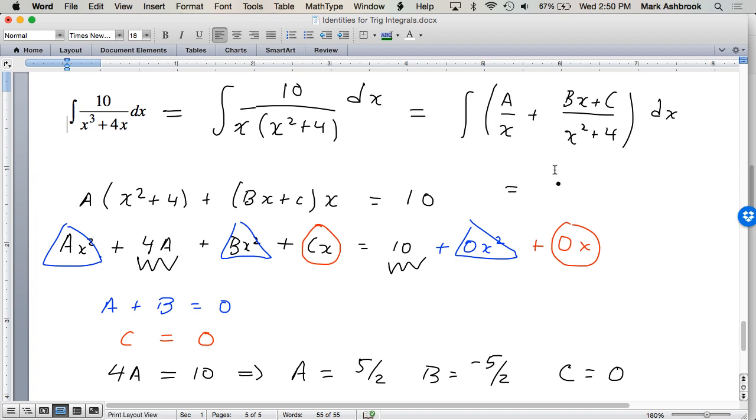Let's just talk about that. Antiderivative: positive 5 halves over x, plus negative 5 halves x over x squared plus 4. First one's easy. What's this? Negative 5 halves x over quantity x squared plus 4. How do we do that? Undoing chain rule, right? Because we got x squared plus 4, and we essentially have its derivative outside of there, the x to the first. So that one would be undoing chain.